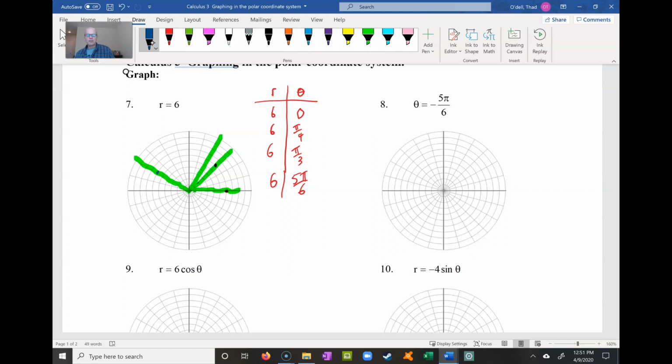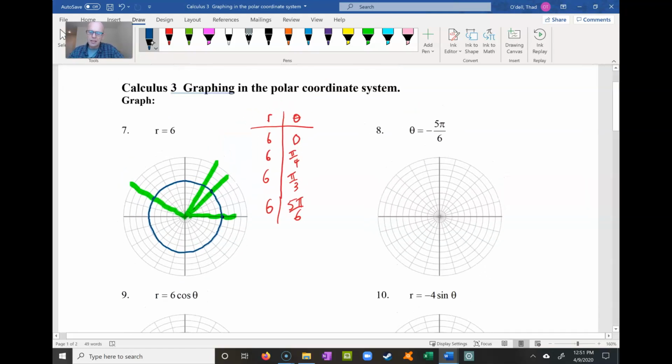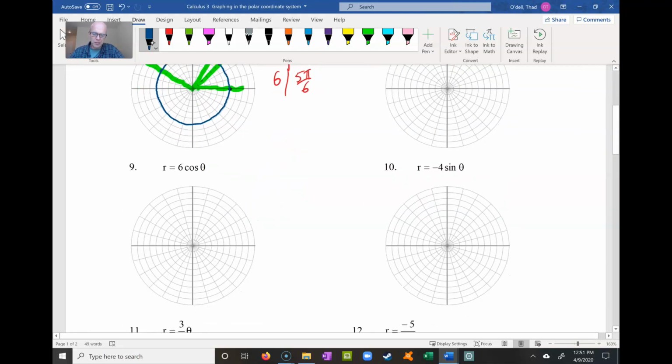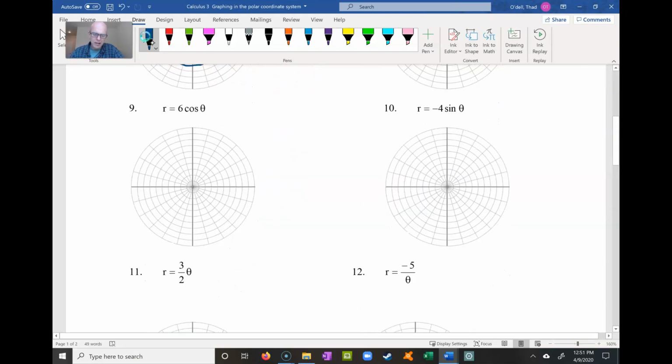And so you can see that we don't have to do a bunch of these, but you can see no matter what direction I'm facing, I'm going out 6. So this produces a circle. And it looks like that. Similarly, in this one, this is an easy one too. This says theta is equal to 5. I'm going to leave that one because it's kind of like this. Let me jump down to one that maybe is a little bit more challenging.